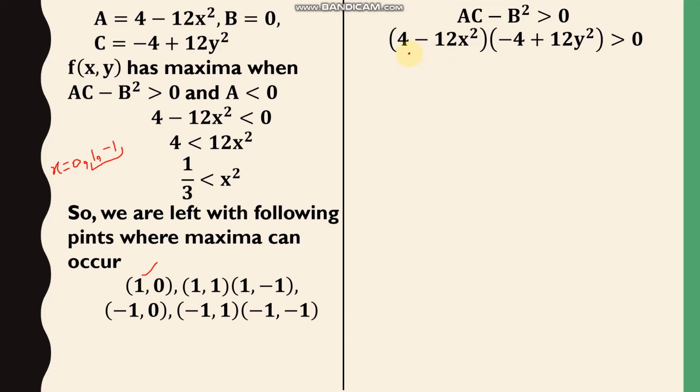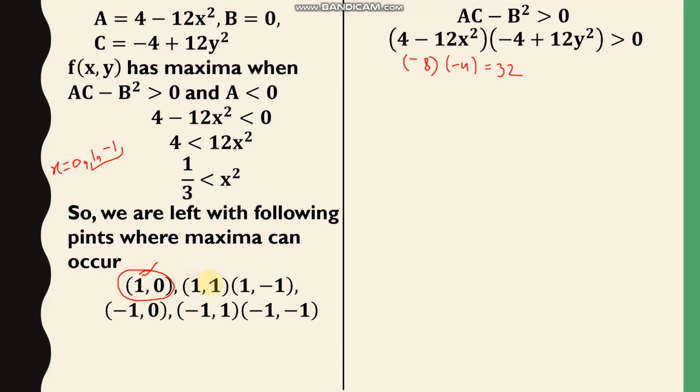You get 4 minus 12, which is minus 8. And if you put y equal to 0, you get minus 4. So you get 32, and 32 is greater than 0. So 1, 0 is satisfying this condition. Now, 1, 0 will be the point of maxima definitely.